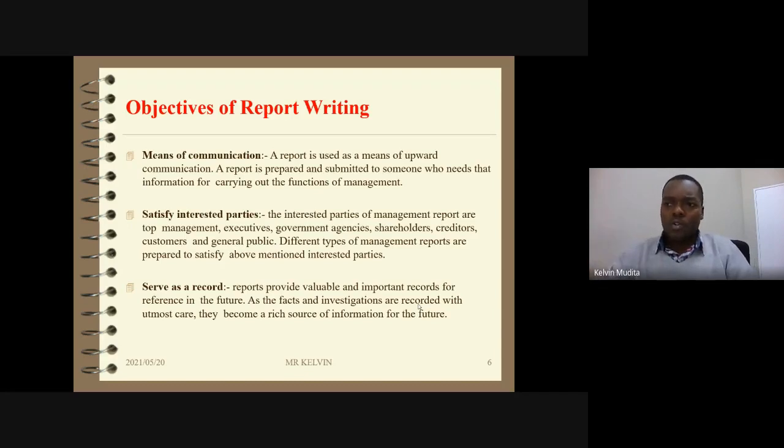Then reports also serve as a record. We need to keep records in each and every organization for future reference, so that we keep the organization stable. We can always refer to what happened previously so that we avoid future mistakes. That is also another reason for writing reports.